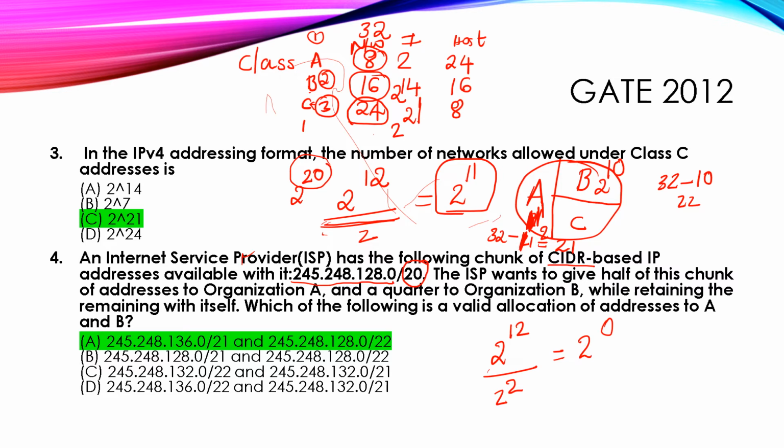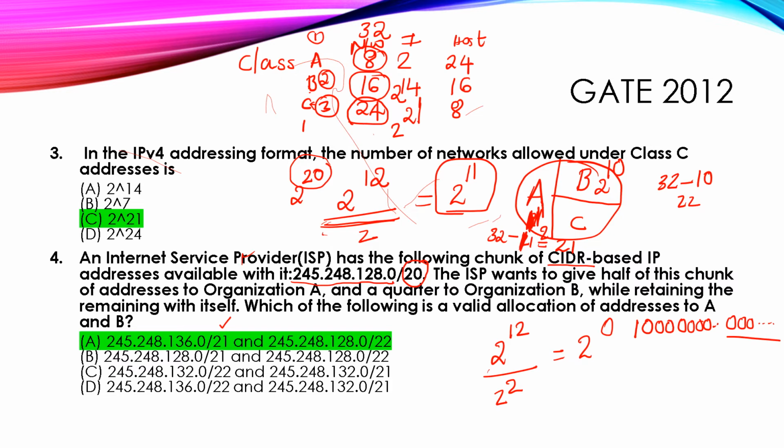So for class A, what is the IP? 245.248.128. 128 means 1 followed by 4 more zeros, then 8 zeros at the end. What is the subnet mask for class A? 21. That means 21 bits will be used as network address, and the remaining 11 bits are for host.